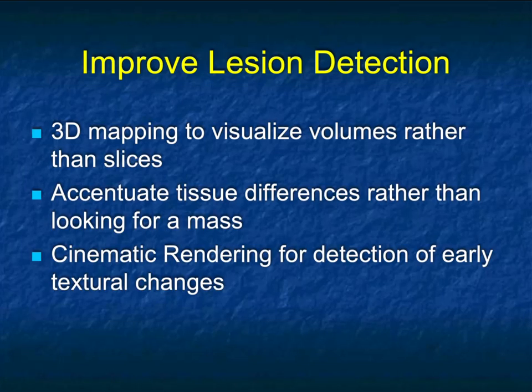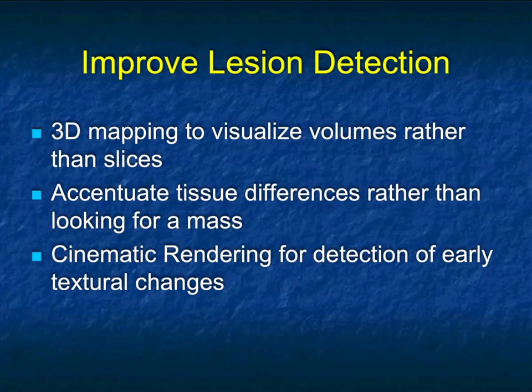Now, as I mentioned before, we want to use CT angiography for looking at the vessels and staging, but I think also the concept of looking at the pancreas as a volume rather than a series of hundreds or thousands of slices is better.